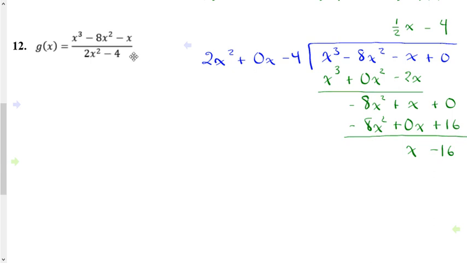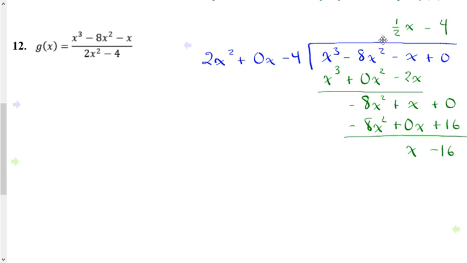In Math 30-1, we only divided by linear functions in the denominator, so where we just had x to the exponent 1, but we can do long division with higher degree polynomials too. But remember, we need that placeholder. So 2x squared times what gives me x cubed? 1/2 x. So that's the challenge to begin with.